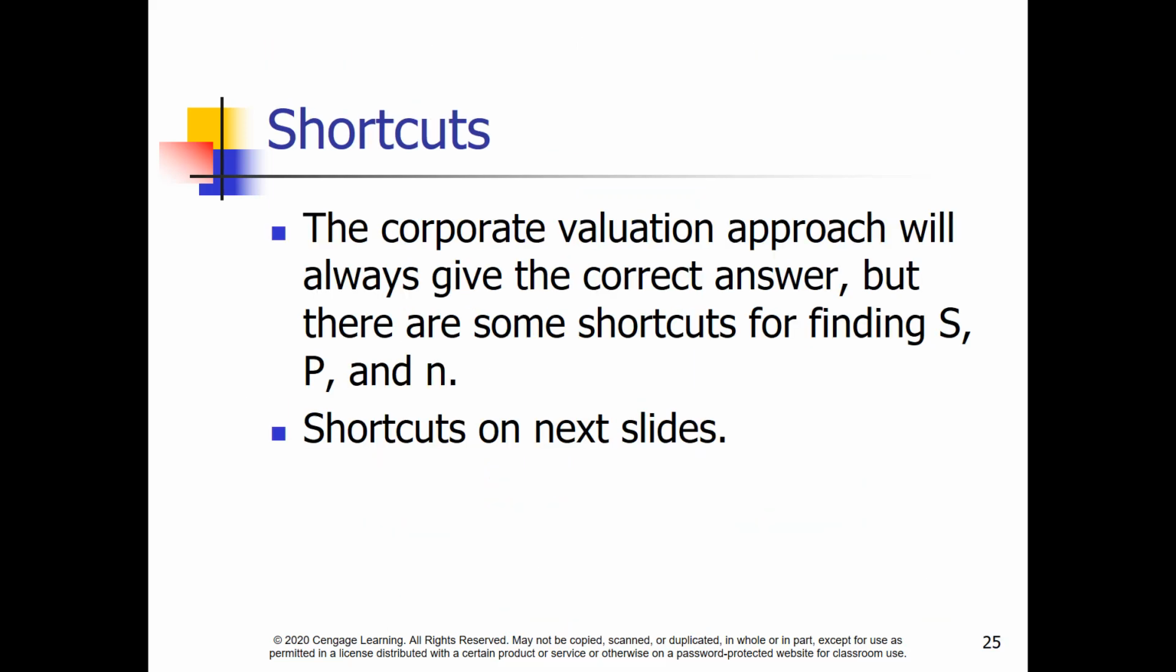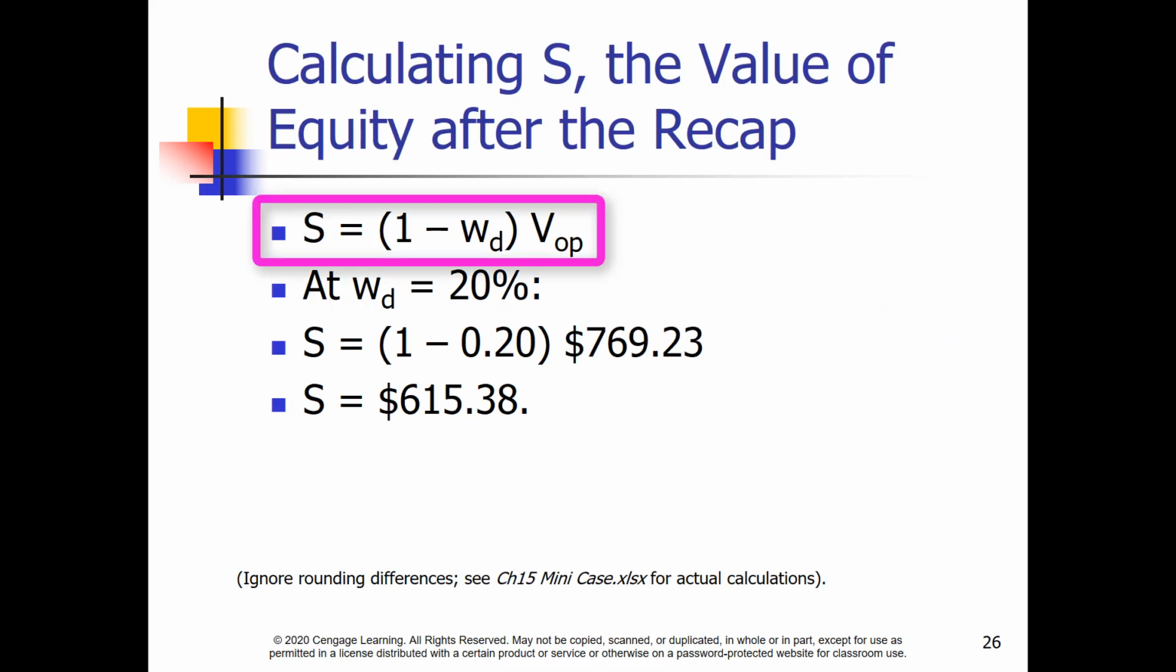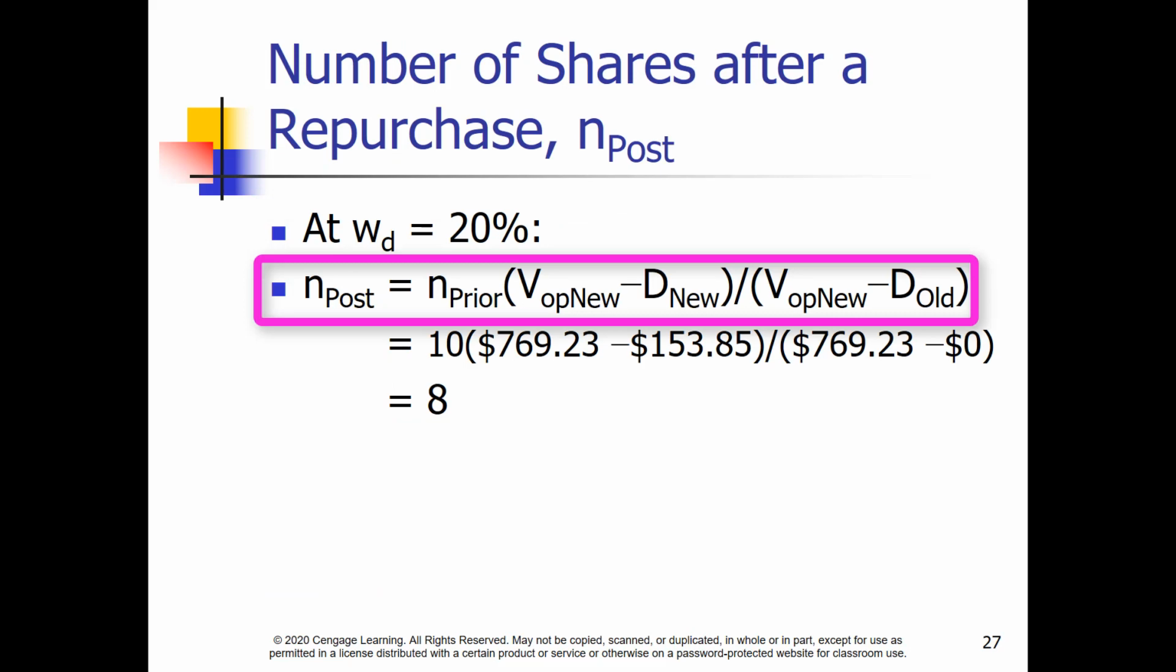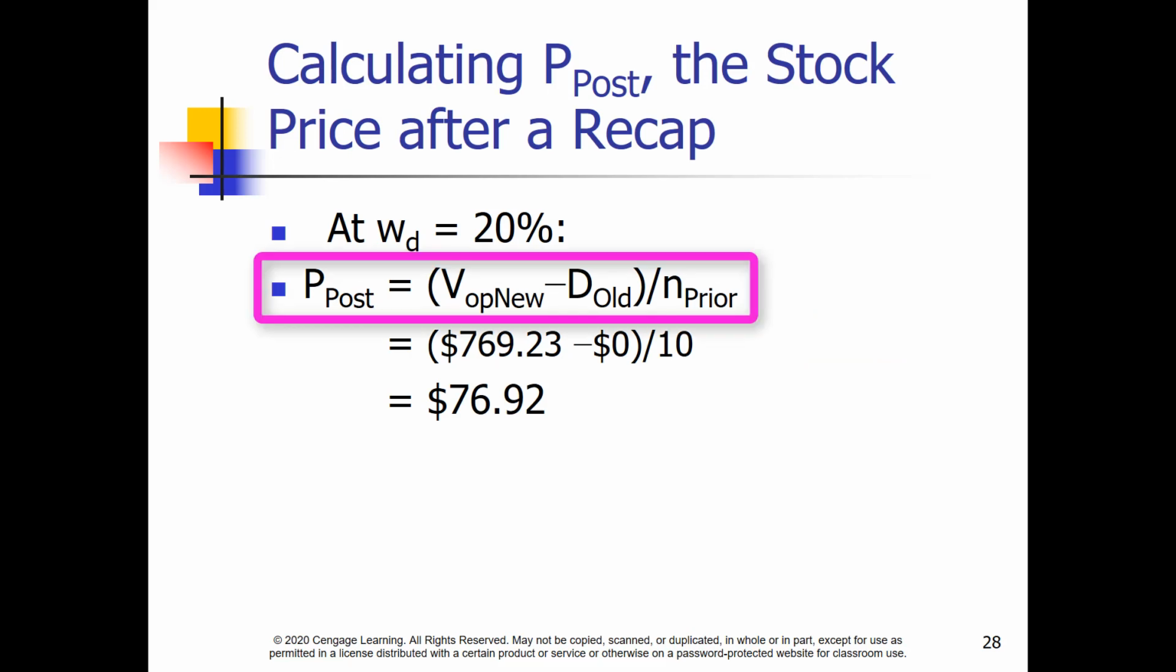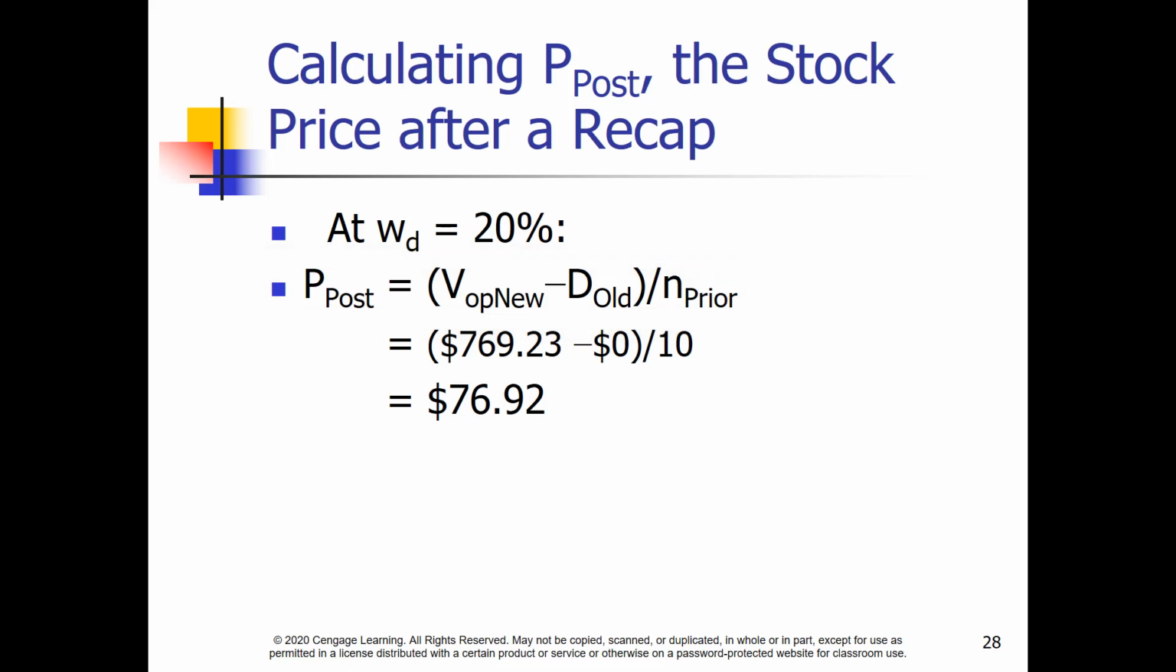There are some shortcuts available to speed up some of the calculations. To find the value of equity after the recap, simply multiply the before-recap value of equity times 1 minus the percentage of debt. The number of shares outstanding after a repurchase can be found as shown on the slide. Finally, we can easily find the share price of the stock after the recap using the formula on this slide. While using the corporate valuation approach that we worked through will always give the correct answers, these shortcuts can speed up finding some of the numbers or serve as a check on calculations.